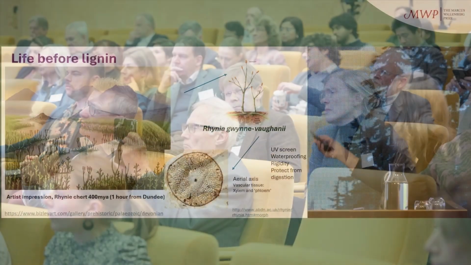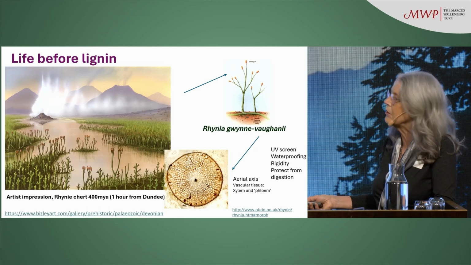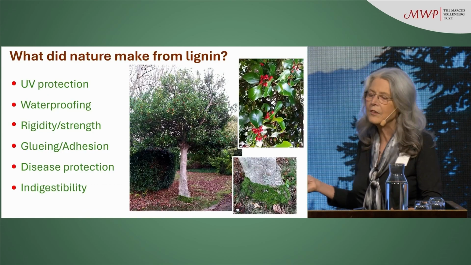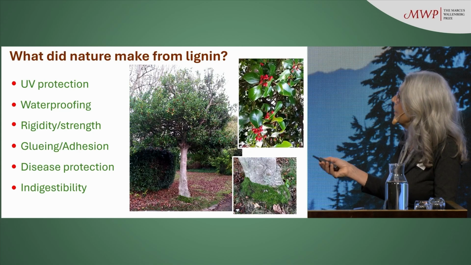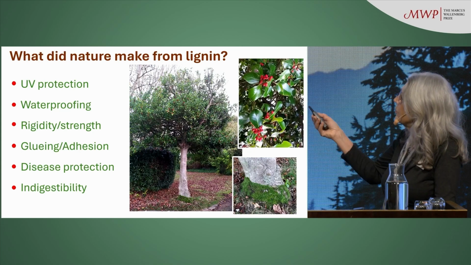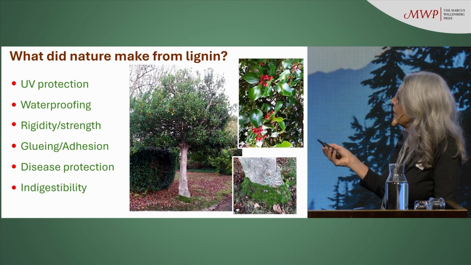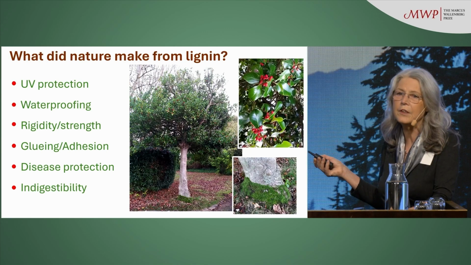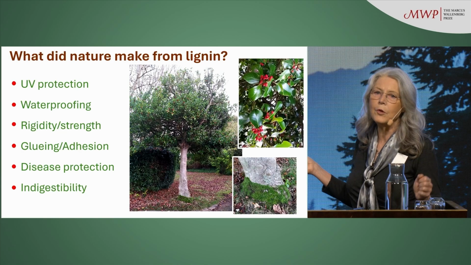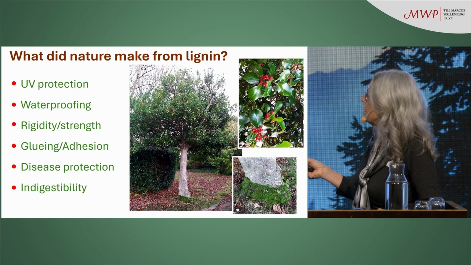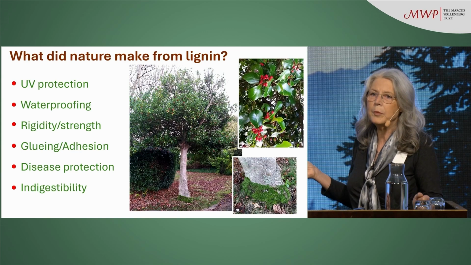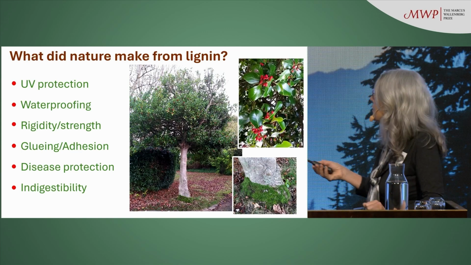Of course, Rhynia could only grow to be about 10 centimeters tall, so further adaptations and evolution were needed before trees could evolve. Those chemicals needed to evolve into polymeric lignin to provide UV protection, to waterproof and rigidify the xylem so the trees could conduct water all the way up from the roots to the top of the trees, and to basically make the wall less penetrable, to make it impenetrable to pathogens.